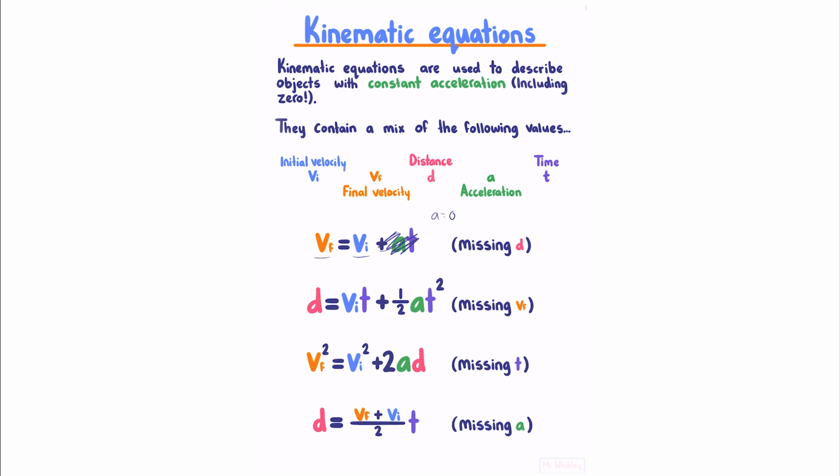Making the acceleration 0 for our second equation causes this term here to disappear, which gives us d equals vi t, which is a rearranged version of our v equals d over t, an equation you'll already be familiar with for cases with no acceleration. For our third equation, if the acceleration is 0, this term disappears, and then if we square root both sides, we can cancel out this power, and we get vf equals vi, which is the same equation we ended up with here.